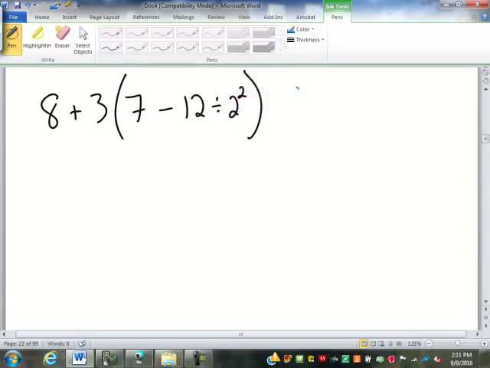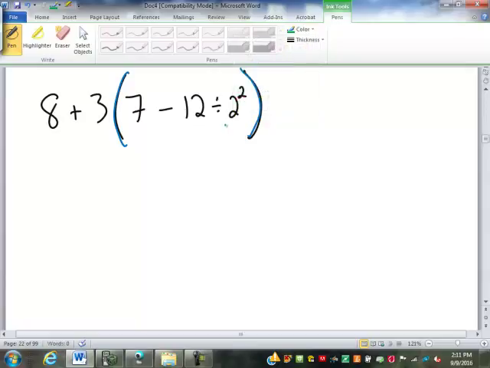So looking at something like this, recalling our levels of priority, the highest priority is enclosing symbols. So here, that's the parentheses. So we're going to have to start working inside that set of parentheses. Inside the parentheses, our order of operations still applies. So we have to look and see if there's any other enclosing symbols. And in this case, there's not.